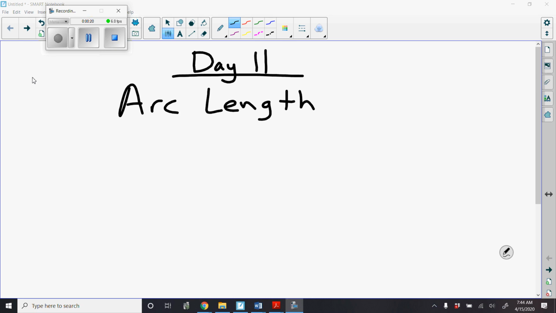Today, we're looking at arc length. So, we're going to stay with circles for a little bit here. And today, we're looking at figuring out how long an arc would be.